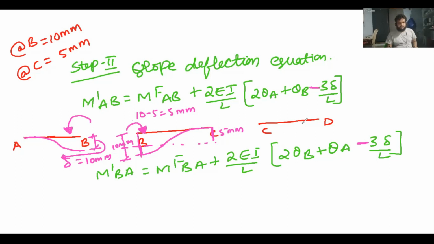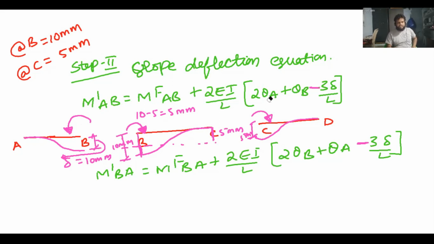Similarly, come back to CD span. In the CD span, it is 5 mm. What type of moment is required to create this 5 mm? Again, we need a clockwise moment. So this is how we have to frame the slope deflection equation. I am arranging this: clockwise, clockwise, and the first term is only anti-clockwise. If you understand this concept, problem is done. That's all.